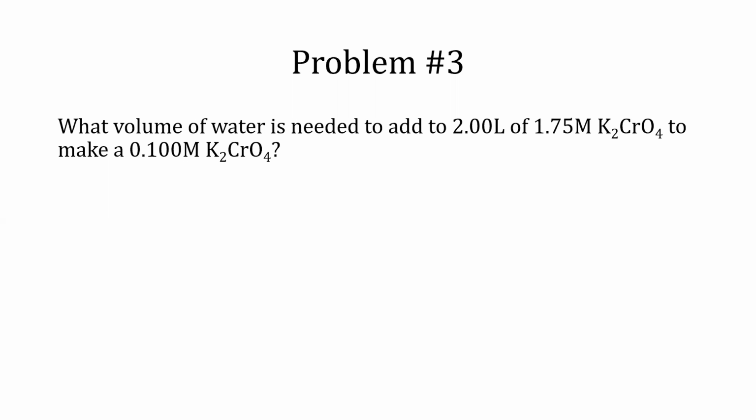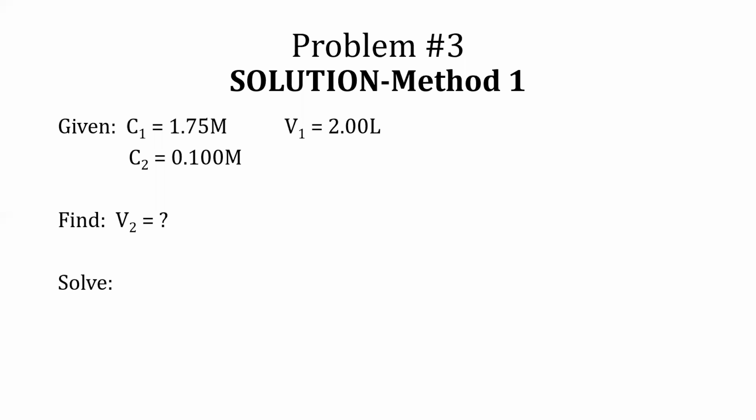Problem 3 is, what volume of water is needed to add to 2 liters of 1.75 M K2CrO4 to make a 0.100 M K2CrO4? It is given that C1 is 1.75 M, C2 is 0.100 M, and V1 is 2 L. One needs to find V2 and eventually the volume of water.